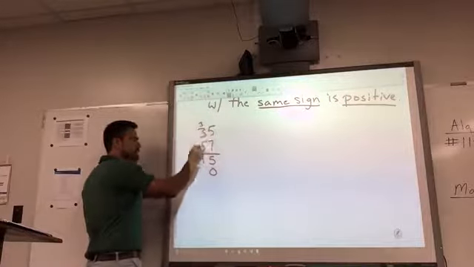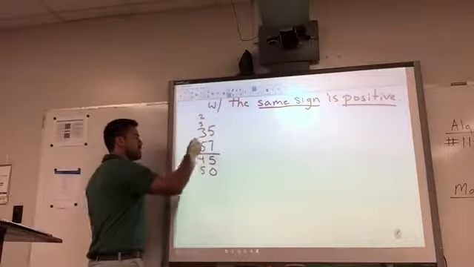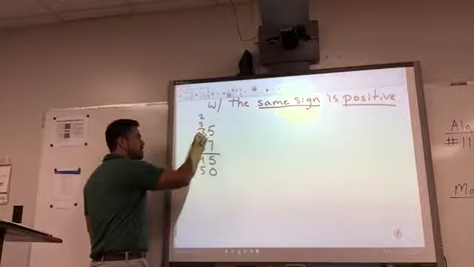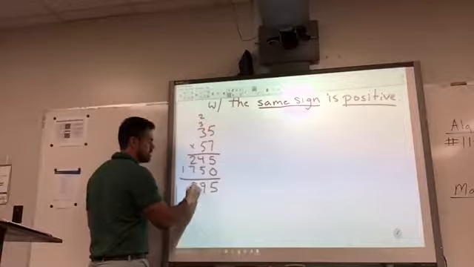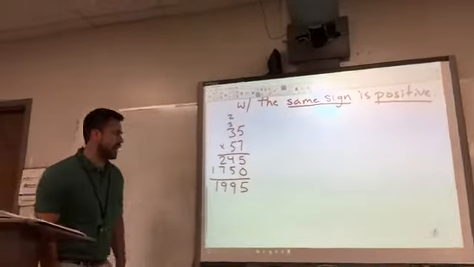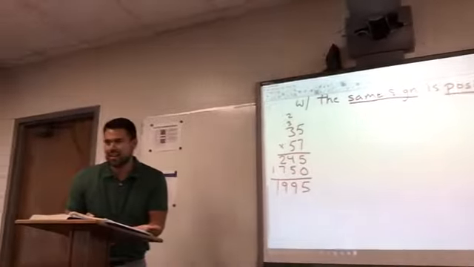Place value holder. What's 5 times 5? What's 5 times 3? Oh, that's good. 5 times 3? 15 plus 2? 17. You're adding these partial products, and you should get 1995. How do you know it's positive, though? We didn't even talk about that.